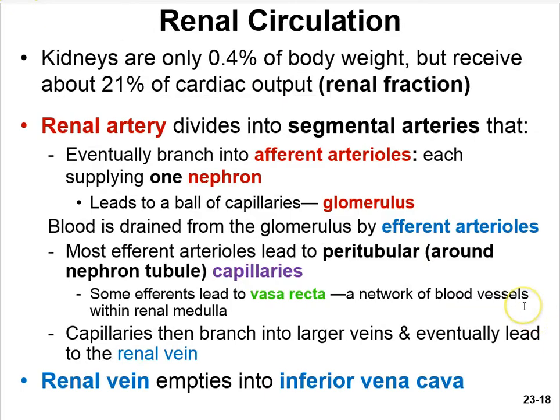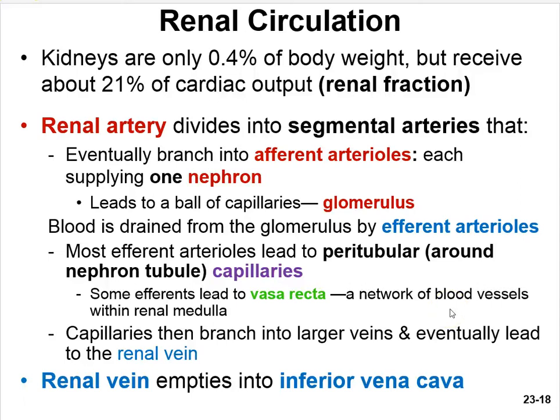Kidneys are only about 0.4% of the body weight, but being such small structures, they receive about 21% of the cardiac output of blood from the heart. That's called the renal fraction. So at any given time, over 20% of your blood is in your kidneys.